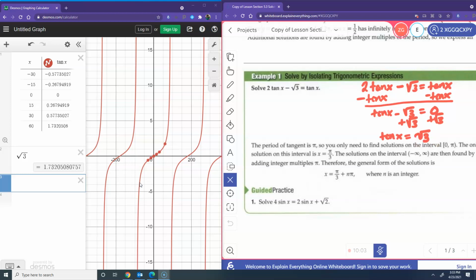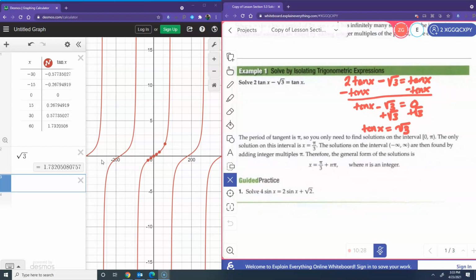And here is my graph. You notice that I wrote down the square root of 3. Here's the square root of 3. So we know that the tangent of 60 gives you 1.73, which is what we have here. Remember when I was teaching you how to figure out the angle, we find the inverse tangent of both sides.